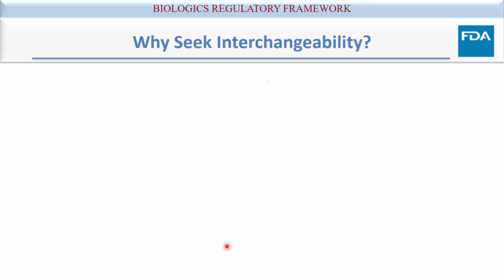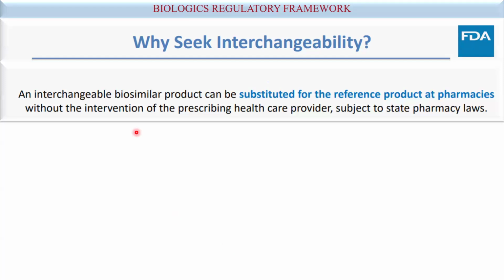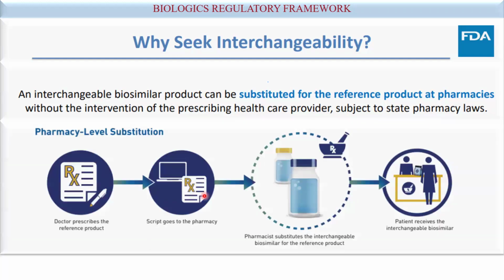Yeah. So why seek interchangeability? Interchangeable biosimilar products can be substituted for the reference product at the pharmacy without intervention of the prescribing healthcare provider, nothing but the doctor, subject to state pharmacy laws. So how does pharmacy-level substitution happen? The doctor writes the prescription for the reference product, say Lantus, to be used for a patient suffering from a diabetic condition. The script goes to the pharmacy and the pharmacist substitutes an interchangeable biosimilar for the reference product.